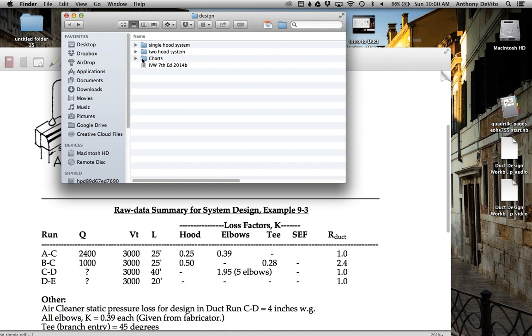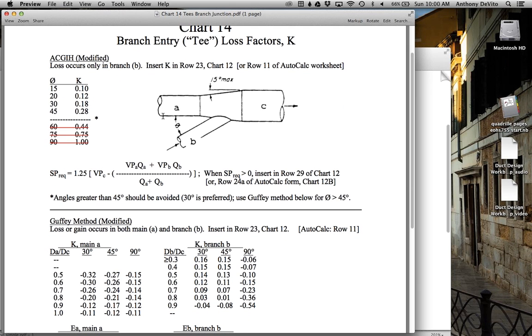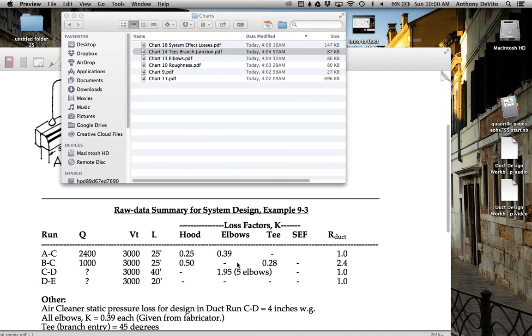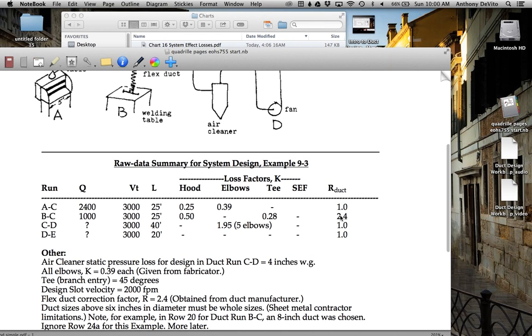Okay, I'm going to go back, and let's see where our T branch junction is. If I have a 45-degree junction, the K factor that they're suggesting that you use is 0.28. If you don't have one that's given by the manufacturer, I would go to this chart in order to determine what the K factor is going to be. So I'm going to use 0.28. Or what did they give me? Oh, they gave me the same thing, 0.28. They probably got it from the same table. If they give it to you, it's great. If not, so this is flex duct. So our R factor is not 1 like for galvanized iron, but it's 2.4.